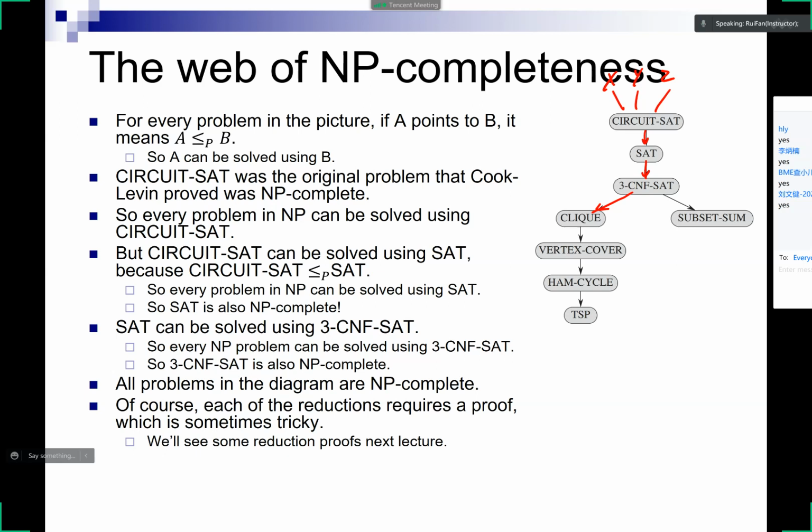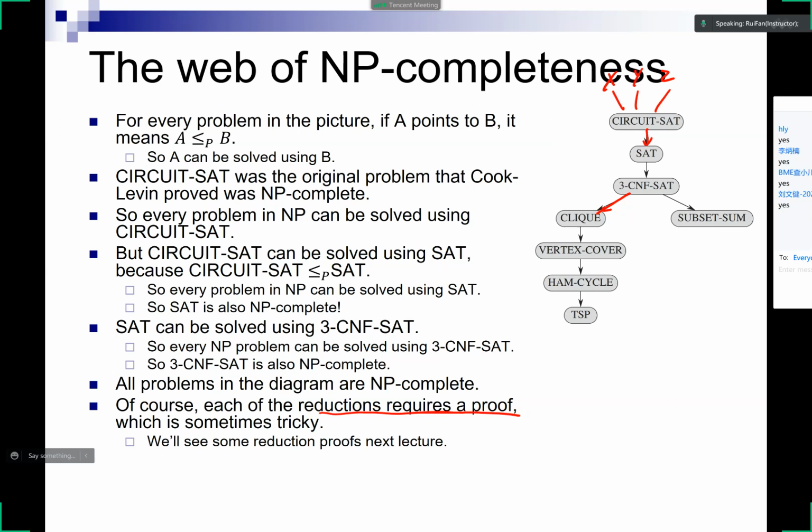The only thing we need to show that these problems are NP complete is that we need to establish that all of these arrows are valid. In other words, we need to establish that circuit SAT reduces in polynomial time to SAT. You also need to show that SAT reduces in polynomial time to 3CNF SAT, and 3CNF SAT reduces to clique or to subset sum. So you actually need to prove all of these arrows are correct. Each of these arrows corresponds to a reduction, and you need to prove that this reduction exists.